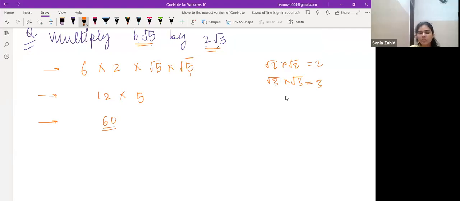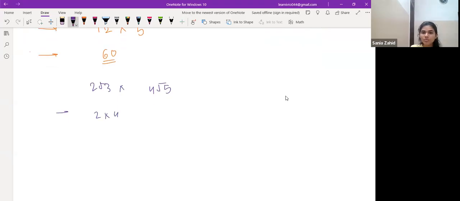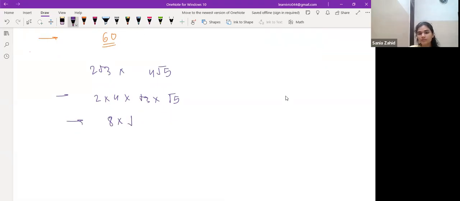Now, even if I have numbers like this, 2 root 3 multiplied with 4 root 5, even this I can solve. How will I solve it? 2 into 4 into root 3 into root 5. So what does it become? 8 into, now what is root 3 into root 5? What is 3 into 5? 15. So root 3 into root 5 is root 15. So your answer becomes 8 root 15. Right, children? Yes, ma'am.